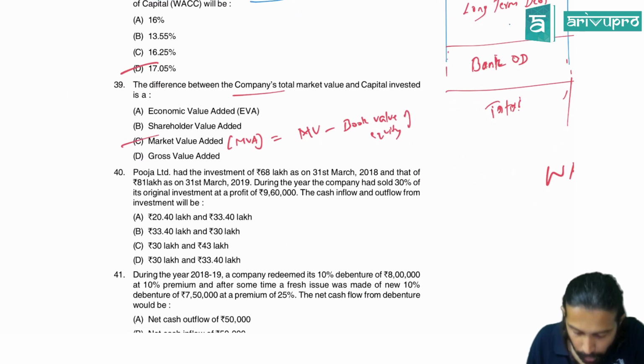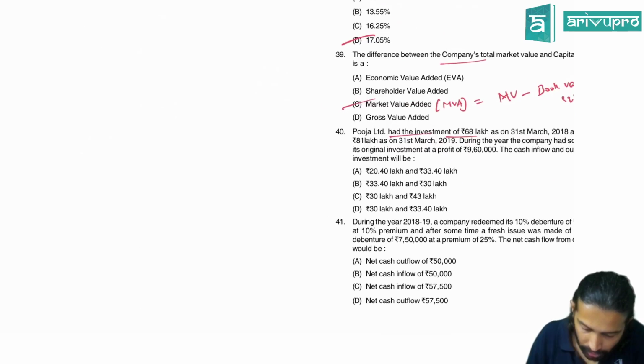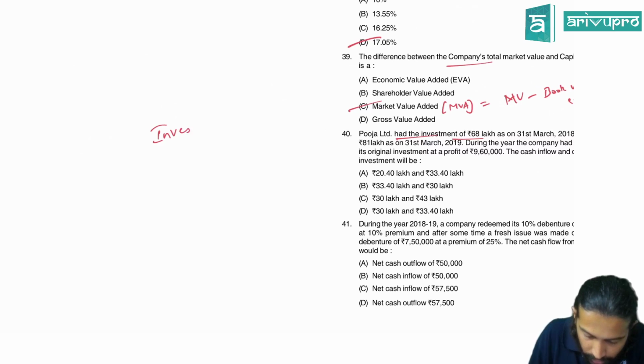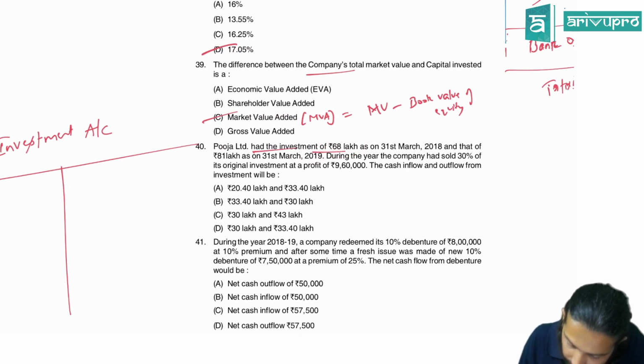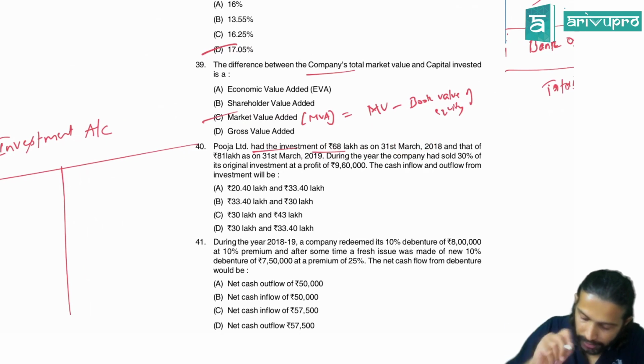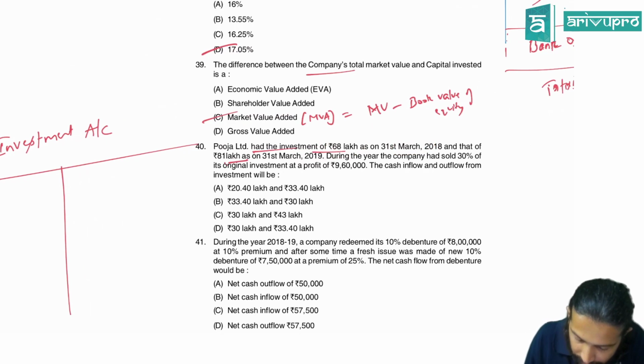Next, 40. Pooja Limited had an investment of 68 lakh rupees. Okay, they've given some data. Let's incorporate this in a ledger, it will be better. I'll tell you why I am doing this ledger. Pooja Limited, we'll do the investment ledger as it is. Pooja Limited had an investment of 68 lakh as on 31st March 2018 and 81 lakh investment as on 31st March 2019.